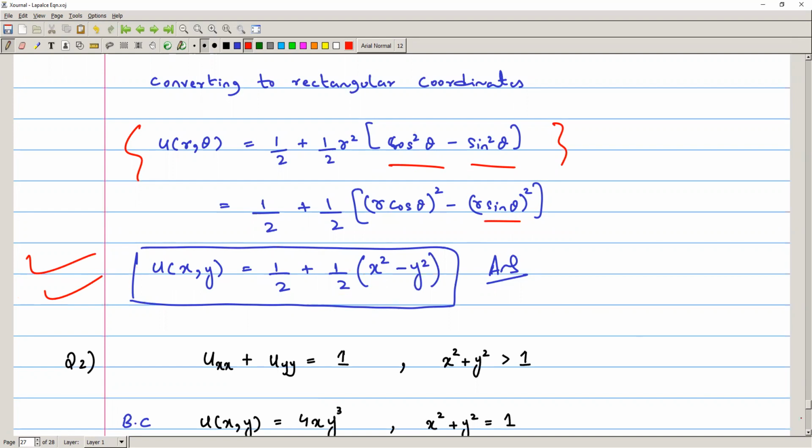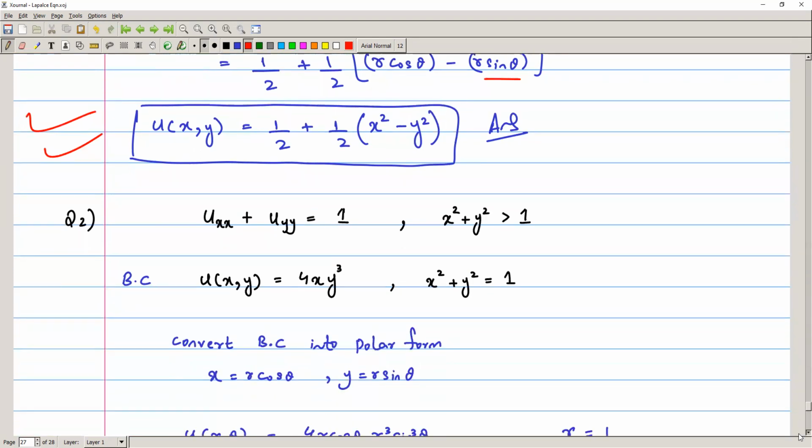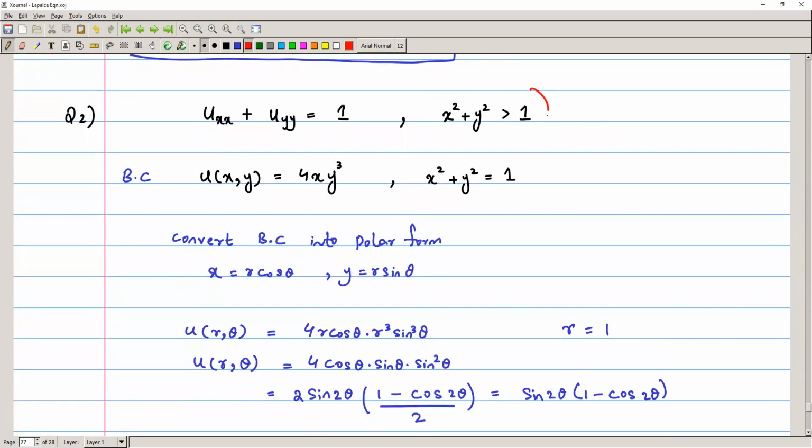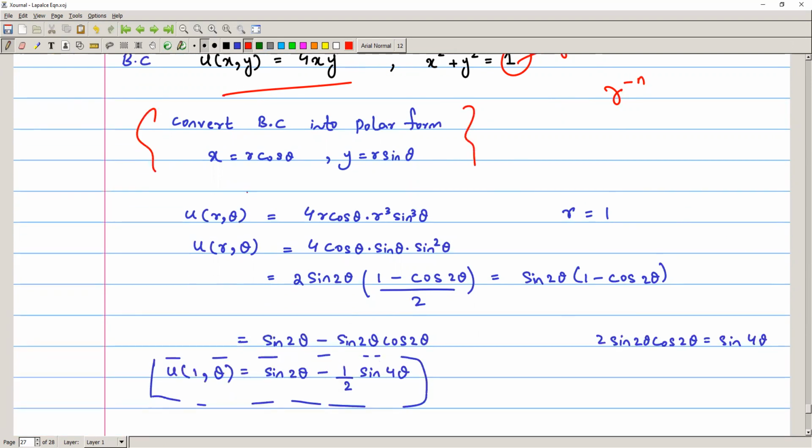Now let's move to the next problem, and we can see here that this is an exterior problem. This one shows that this is an exterior problem. So we are going to use r to the power negative n here, right? Given u(x, y) equals 4xy cubed is the boundary condition. Again, r equals 1 here. So again, converting to polar form by using x equals r cos theta and y equals r sine theta.